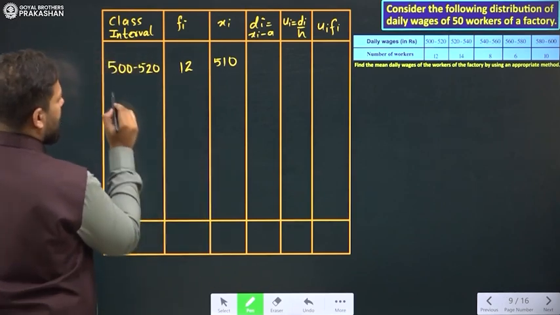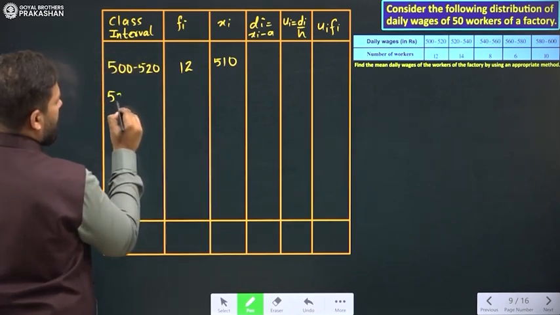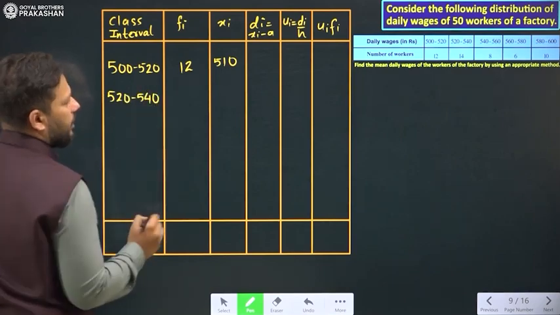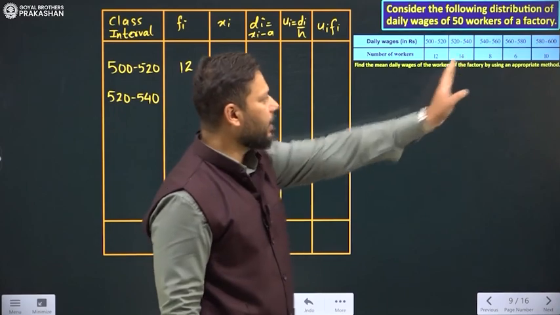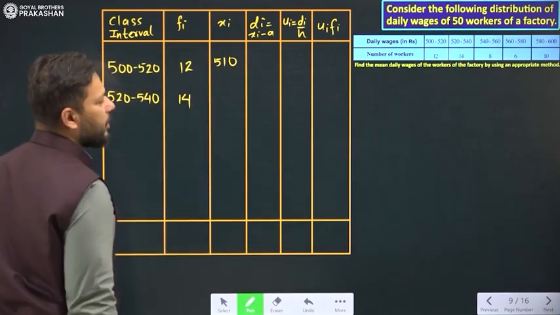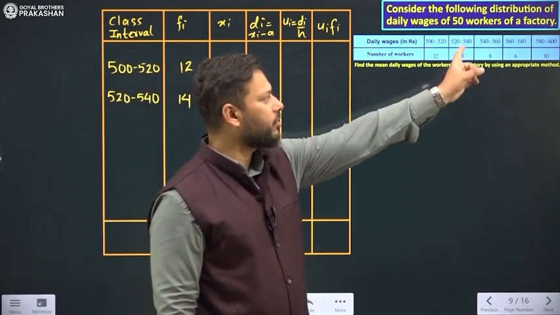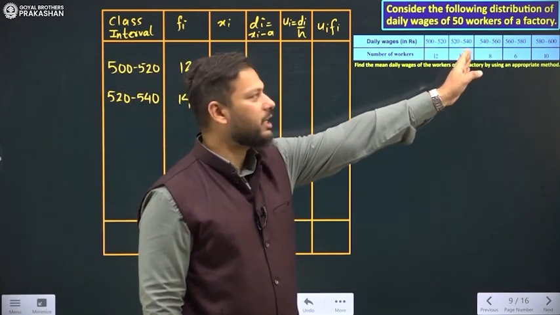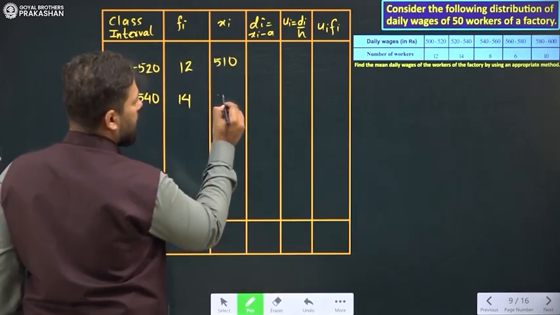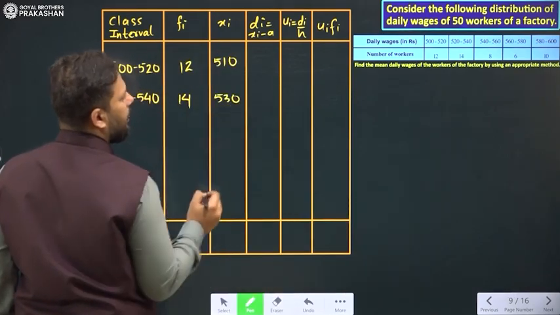Next, what is the next class interval? The next class interval is 520 to 540. What is the frequency over there? There are a total of 14 workers in that case. So we'll write 14. What is going to be the class mark for this? Again, the sum of 540 and 520 divided by 2. That will result in 530.